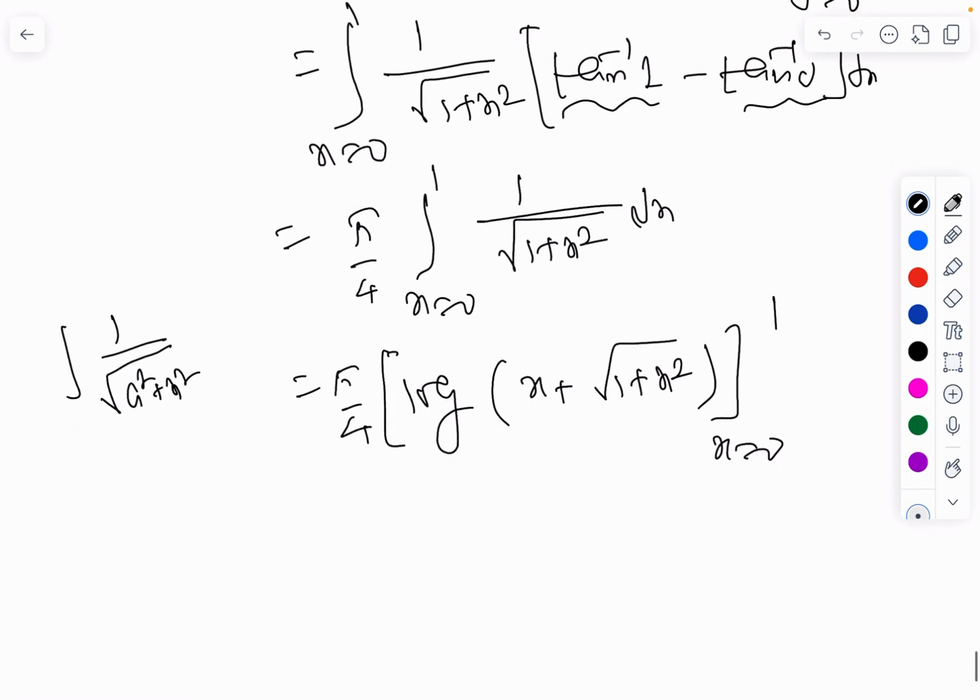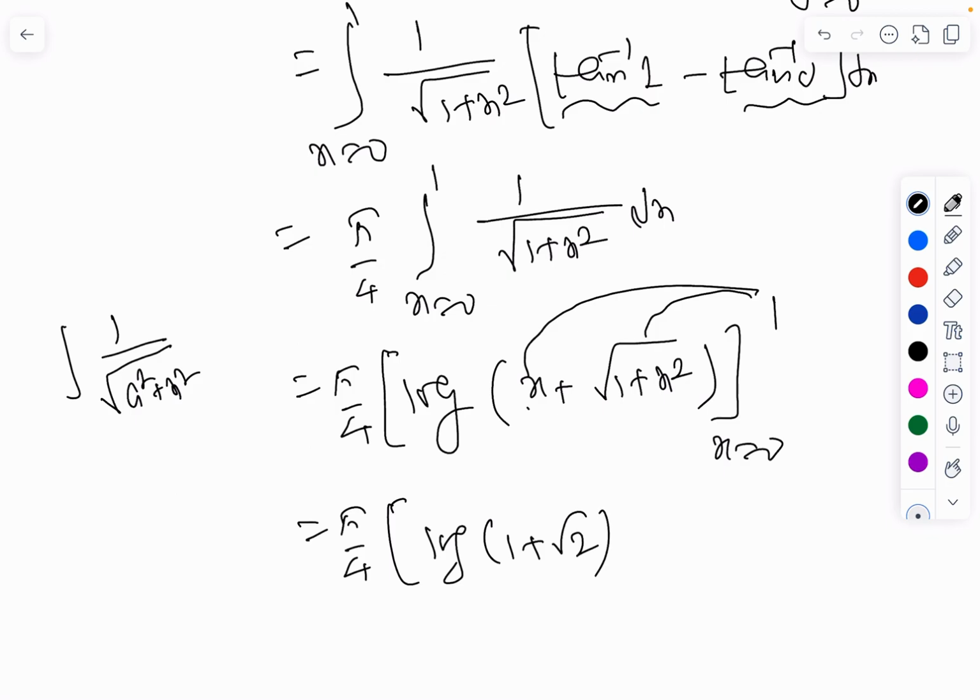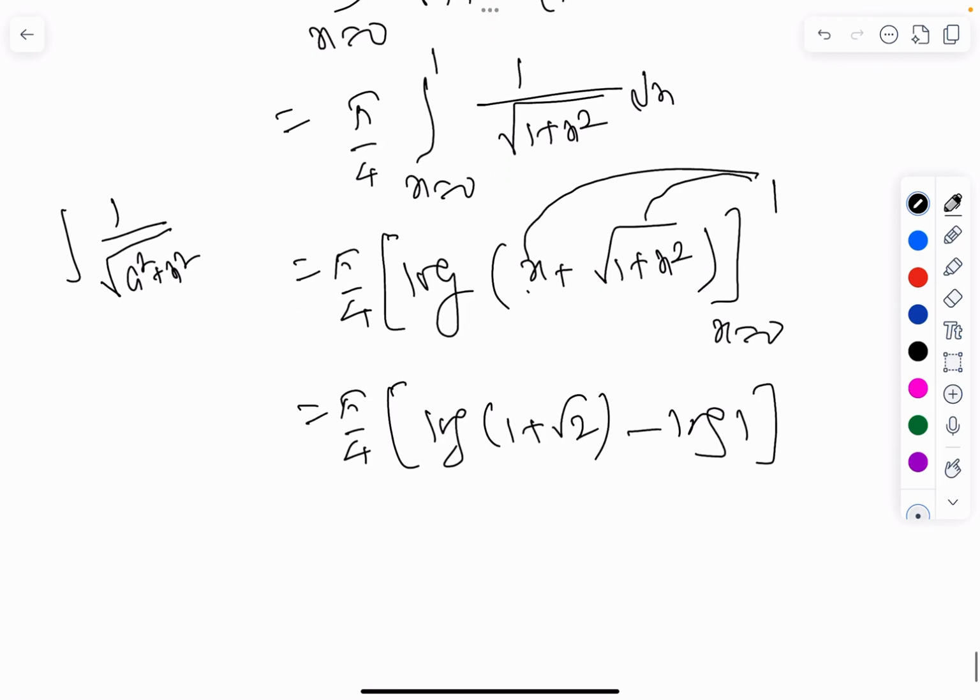So this is equal to pi by 4, when we keep 1 here, keep 1 here. So this is log of 1 and root 2 here. So this is 1 plus root 2. And when we keep 0, x is 0, then this is log 1. Log 1 is 0. So this is pi by 4 log of 1 plus root 2.